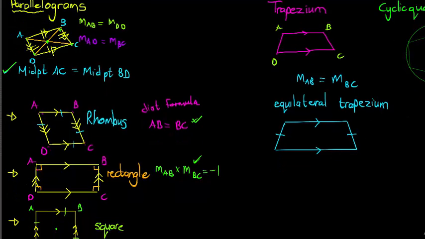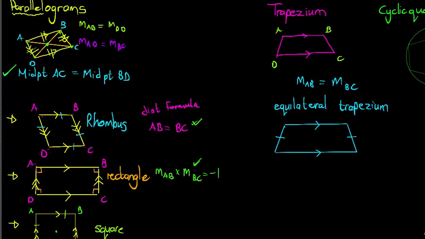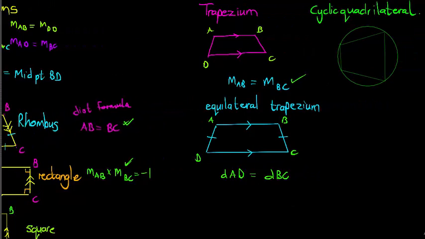So again, how would I show that? Well, I'll just show the two properties. If this is ABCD, I will show that the gradient of AB is equal to the gradient of DC. Then I'll show that the distance between AD is equal to the distance between BC. So I'm really just applying the property.